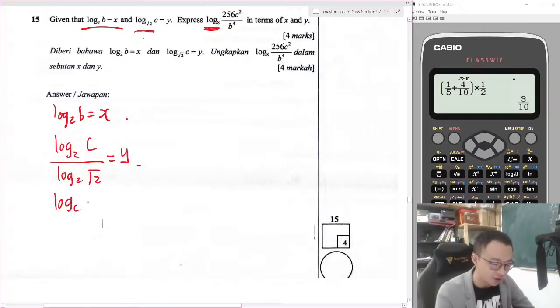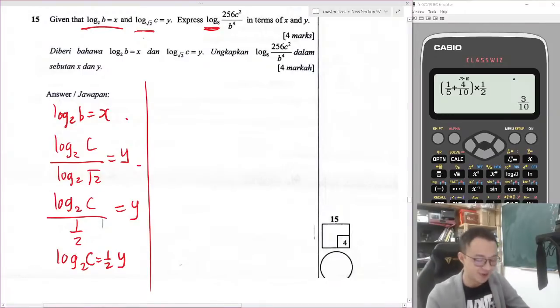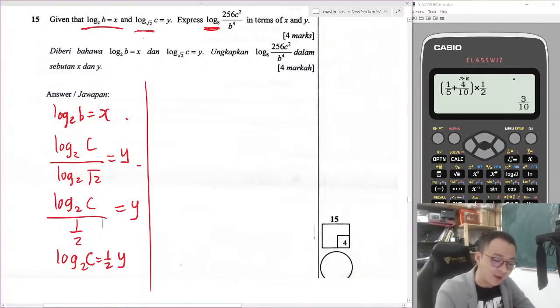So therefore log 2 c, the bottom, this one is equal to 1/2, equals to y. So I will just throw the 1/2 to the other side. So log 2 c equals to half y. Okay, I leave it like this first. If I want to move the half to the other side, I can do that. Okay, right now I want to change this one. Should I change base first? I'm thinking. Yeah, let me change base first. Okay, this is log 2.